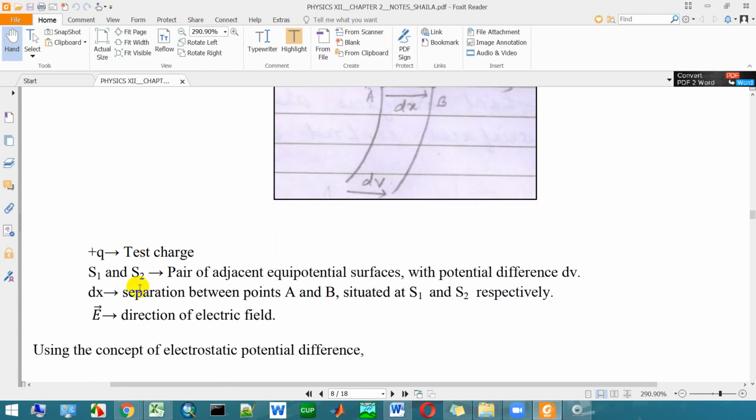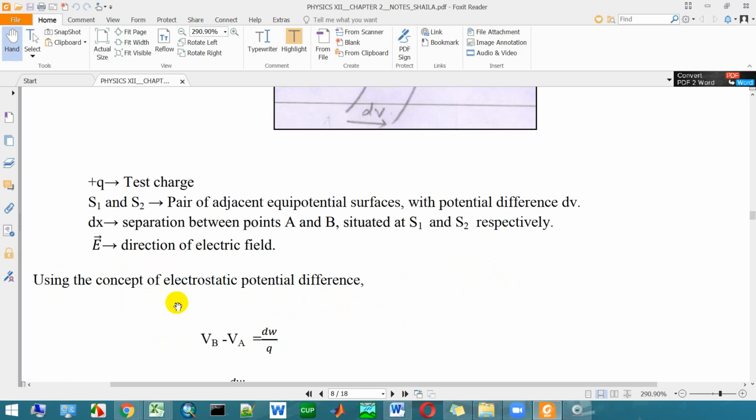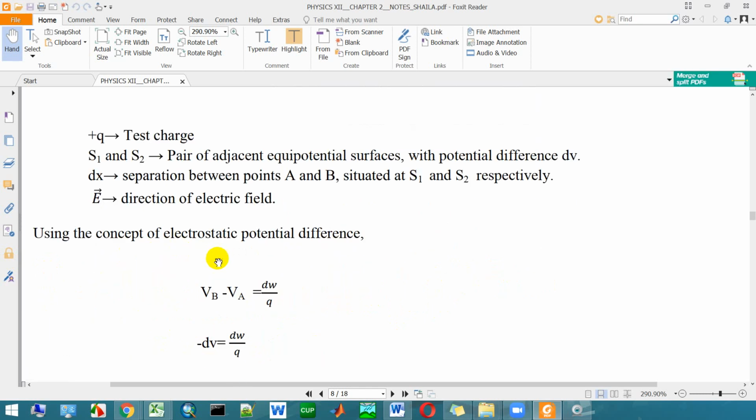So plus Q, the test charge. S1 and S2 are a pair of adjacent equipotential surfaces with potential difference dV. dx is the separation between points A and B situated at S1 and S2 respectively, and E is the direction of electric field.